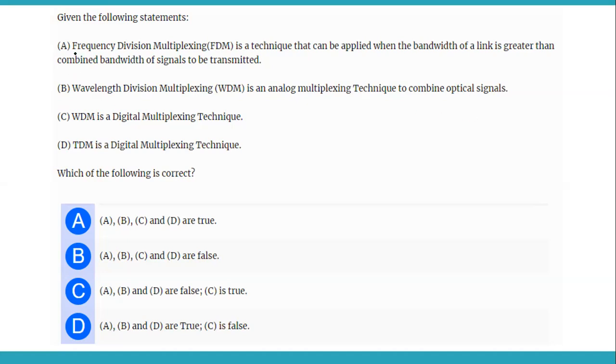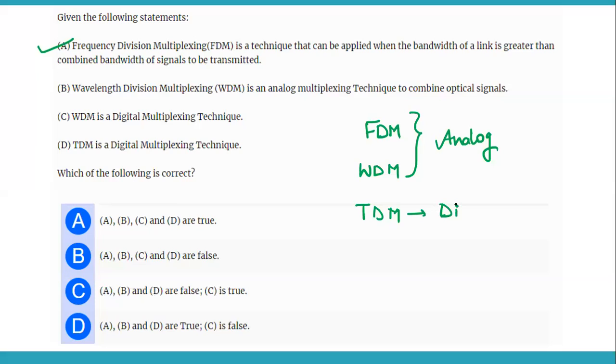पहला स्टेटमेंट है फ्रीक्वेंसी डिवीजन मल्टीप्लेक्सिंग इज अ टेक्निक दैट कैन बी अप्लाइड व्हेन द बैंडविड्थ ऑफ अ लिंक इज ग्रेटर देन कंबाइंड बैंडविड्थ ऑफ सिग्नल्स ट्रांसमिटेड, ये बिल्कुल करेक्ट है. ये स्टेटमेंट एज इट इज आपकी बुक से कॉपी किया गया है. फिर वेवलेंथ डिवीजन मल्टीप्लेक्सिंग आपका एनालॉग मल्टीप्लेक्सिंग है. हमने पहले पढ़ा था 3 टाइप्स ऑफ मल्टीप्लेक्सिंग थी FDM, WDM एंड TDM. ये जो स्टार्टिंग की 2 थी these were your analog and this one was basically a digital.